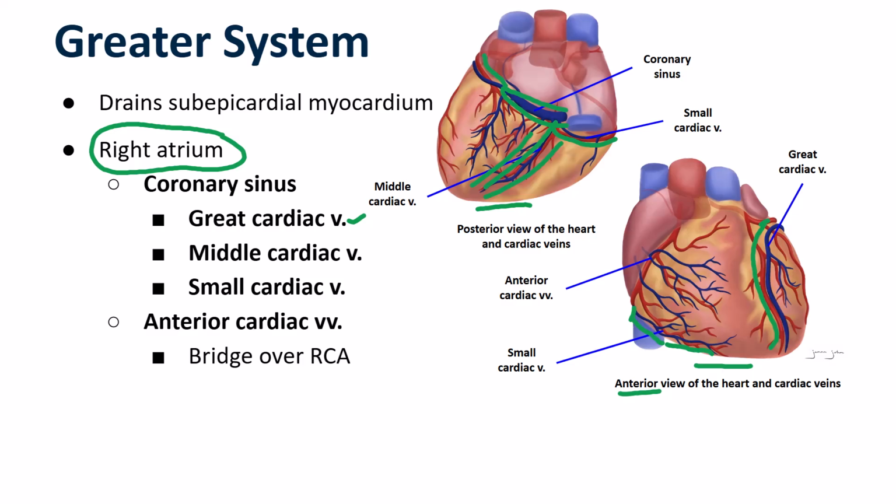All of these veins, save the anterior cardiac veins, feed into the coronary sinus, which then feeds into the right atrium. So these anterior cardiac veins are an exception. One of the places that we find them is draining the subepicardial myocardium of the right ventricle, and they bridge over the RCA. So if you're in the laboratory and you're dissecting out these veins, be very careful. They're very delicate, and they're very unique amongst all of the veins of the greater system in that they drain directly into the right atrium.